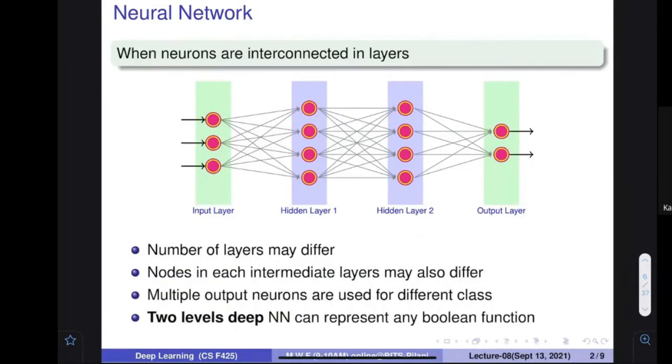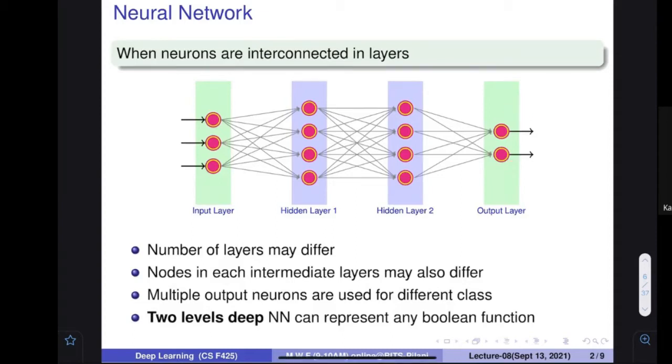As we have just discussed, the number of layers may differ based on your requirements. Nodes in each intermediate layer may also differ, as I told you, sometimes here 3, here 7, and whatever. Multiple output neurons are also used for the different classes. As we have seen, if dog and cat are the only two classes, we can have two.